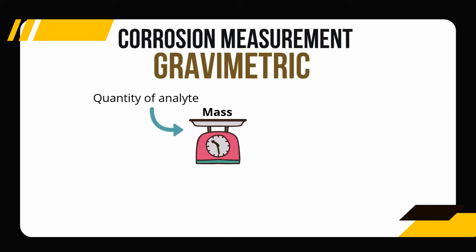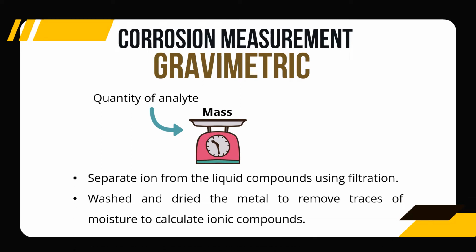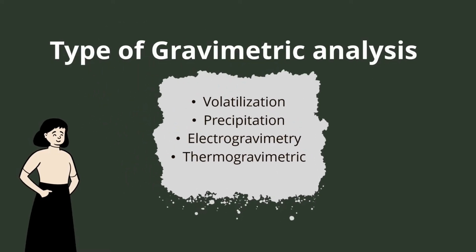Gravimetric measurement is a method in analytical chemistry to determine the quantity of an analyte based on the mass of a solid. This method separates ions from the liquid compounds using filtration, then washed and dried to remove traces of moisture to calculate the ionic compounds. There are 4 types of gravimetric analysis as shown below.